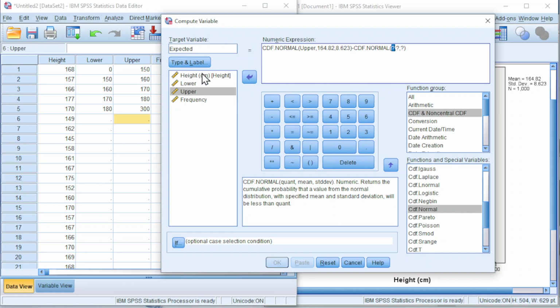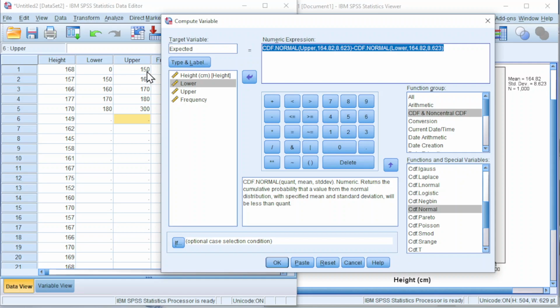Change the first question mark to lower and change the mean to 164.82 and the standard deviation to 8.623. This will provide the probability for the given range.